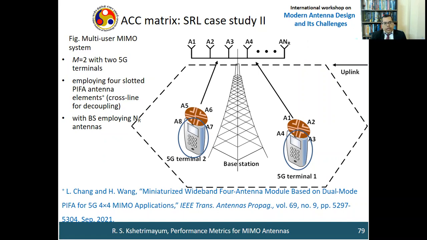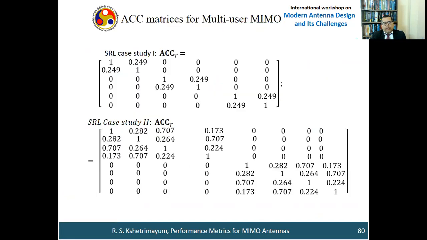So these are actually designed by this author here. You can see the references, and they are actually using four antenna elements. Looks like an inverted antenna, four of them are there. PIFA, four of them are there. So we can actually fill up the sum rate loss matrix from the calculated envelope correlation coefficient of the MIMO antenna for case study 1 and 2, and we can compare the performances.